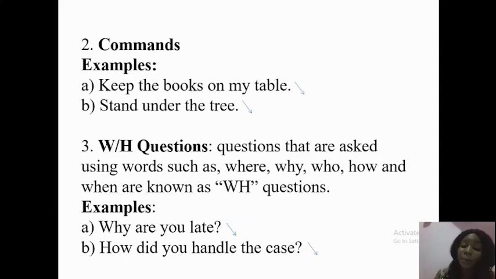We have examples here. Why are you late? Not with a rise. No, why are you late? Okay, B says, how did you handle the case? Not with a rise. No, it drops when you're actually asking a question that is a WH question.